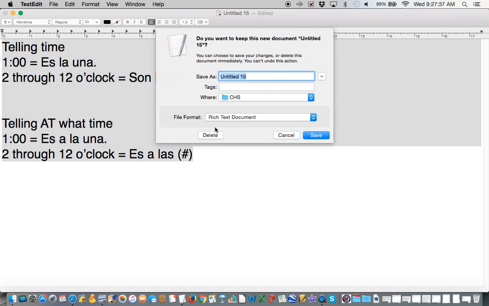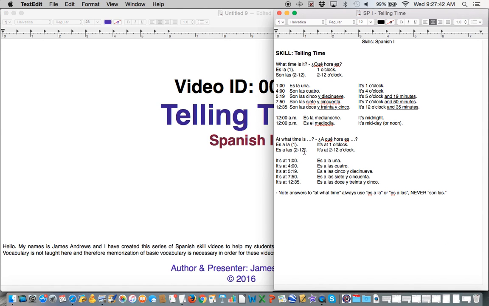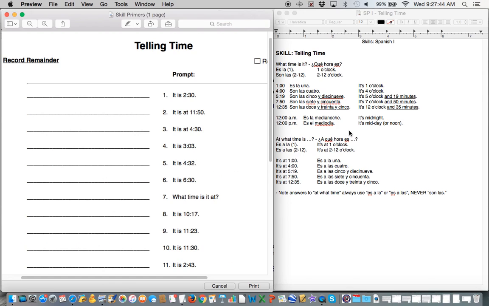All right, close those. Here are the notes that my students use. All right, here's our worksheet.